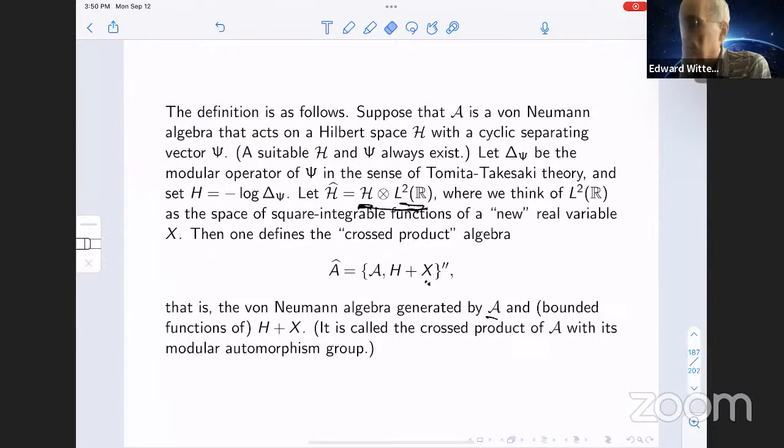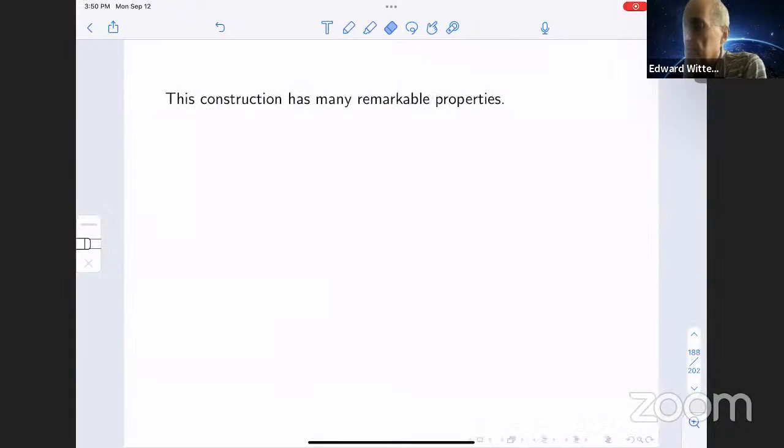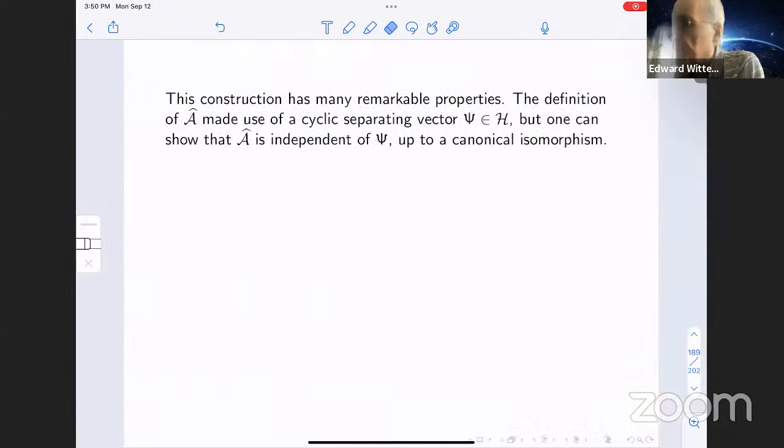Moreover, they showed that this cross product is a type 2 algebra. So what made it useful was that it's a type 2 algebra canonically associated to the type 3 algebra, from which the type 3 algebra, moreover, can be reconstructed via what's called Takesaki duality. It has many remarkable properties, some of which I've mentioned. The definition used the vector psi, but the algebra you make is independent of psi up to a canonical isomorphism.